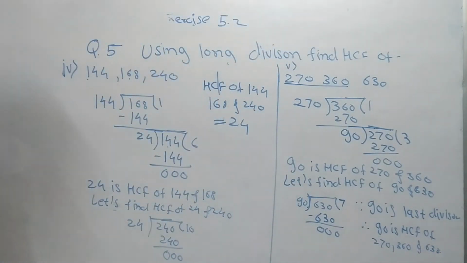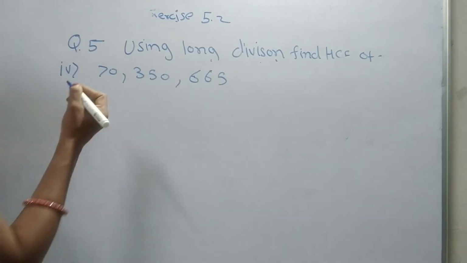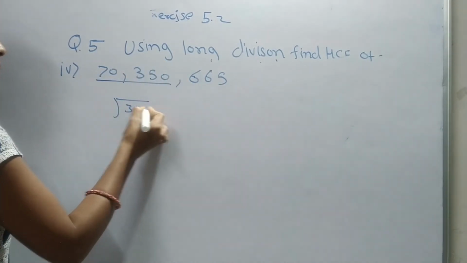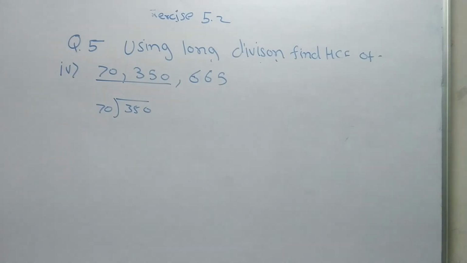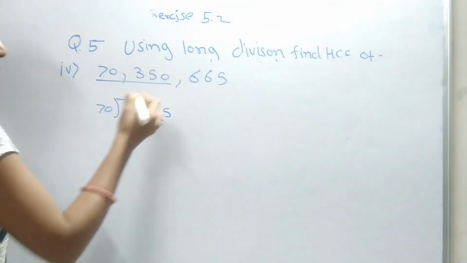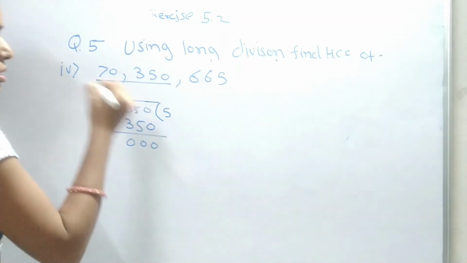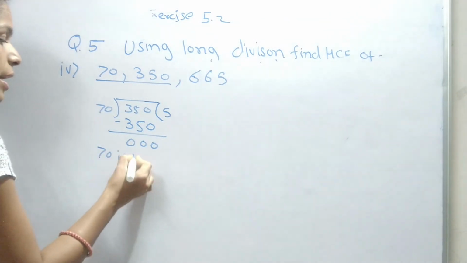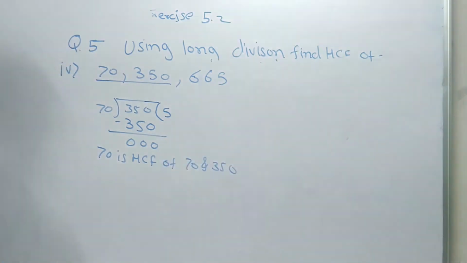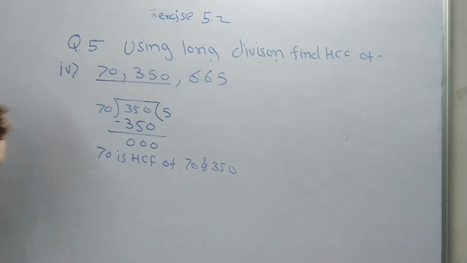Let's solve one more example. 70, 350 and 665. Firstly, we will consider the first two numbers. Divide 350 by 70. What number will you get? We know the table of 7. So 70 5s are 350. You will get the remainder 0. So 70 is the HCF of 70 and 350. In the next step, what do we have to do? We have to divide the third number with this HCF.